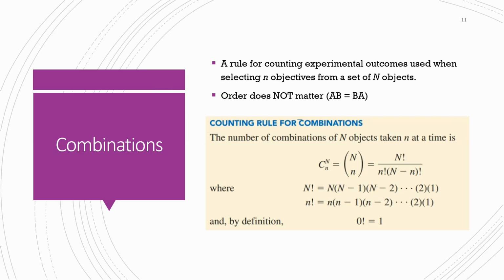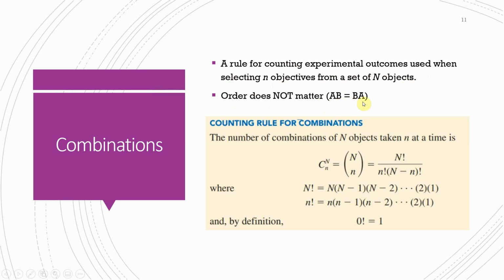Okay, in this video we're going to talk about combinations. It is a rule for counting experimental outcomes used when selecting n objects from a set of big N objects. With combination, order does not matter.